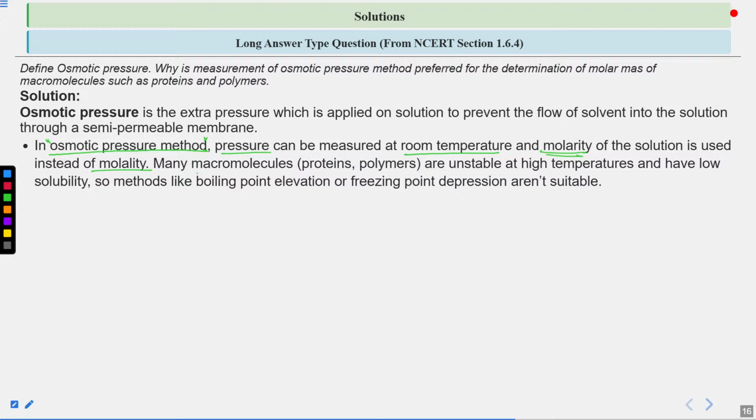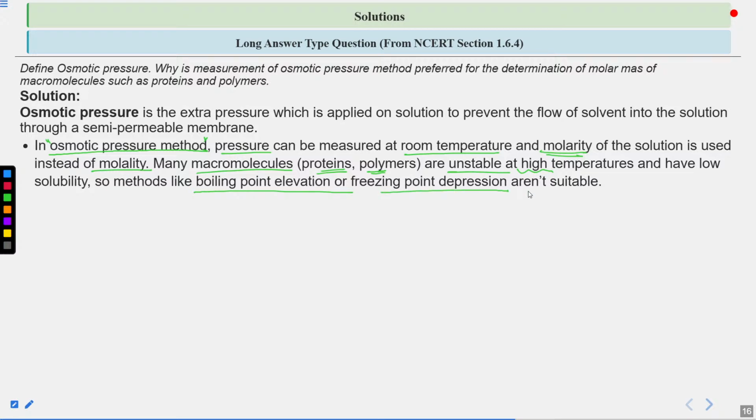So many macromolecules like proteins, polymers, enzymes are unstable at higher temperature. Why? Because at high temperature they start to denature, they start to convert into their smaller constituents. Okay. So many macromolecules are unstable at higher temperature and they have very low solubility.